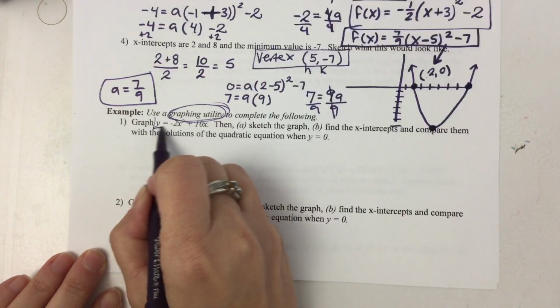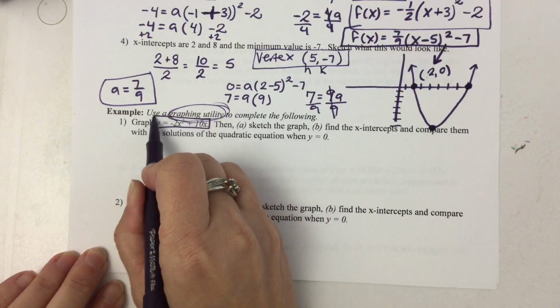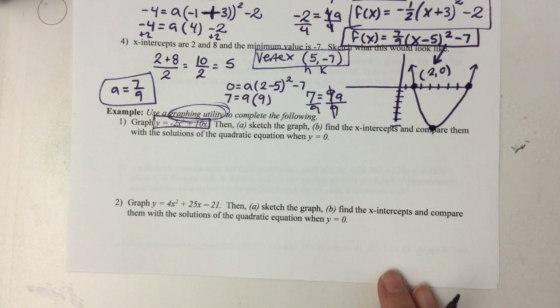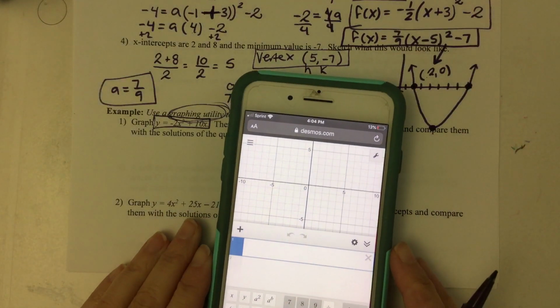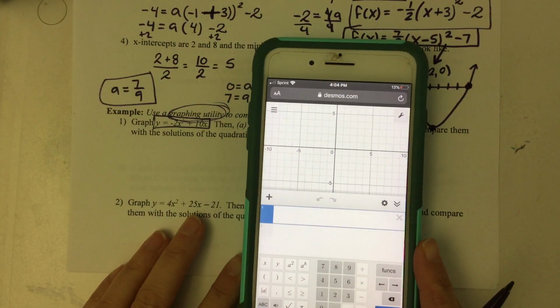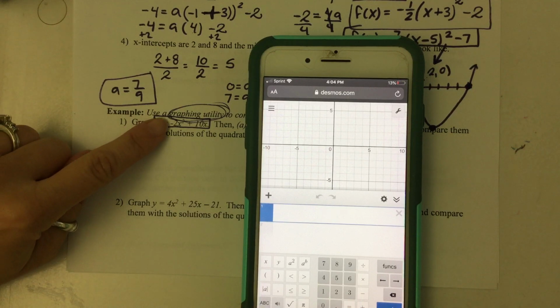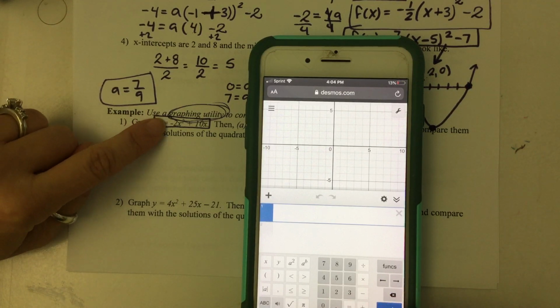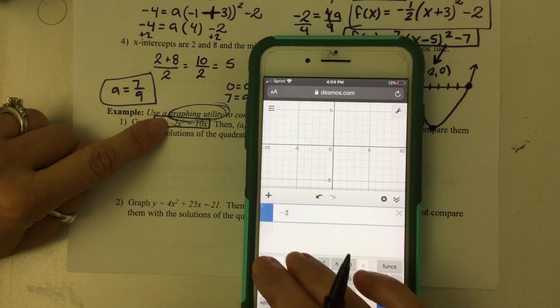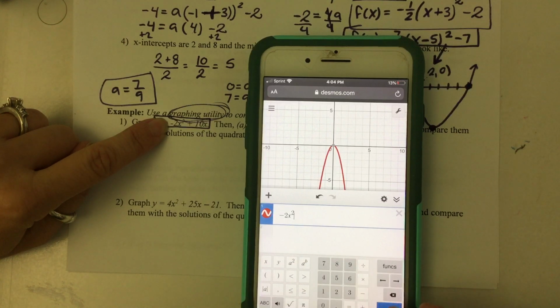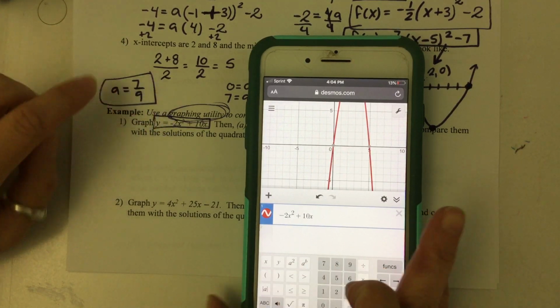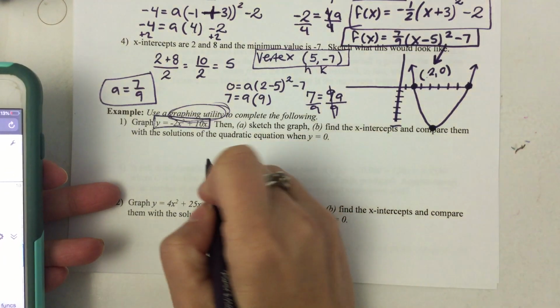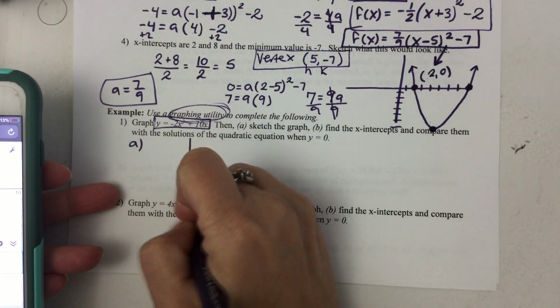Step 1, they want us to graph y equals negative 2x squared plus 10x. So I'm going to go ahead and do that. Remember, when you're entering things in Desmos, you never put in the equals. It's whatever is after the equals. So negative 2x squared plus 10x. So I go ahead, it says sketch the graph.